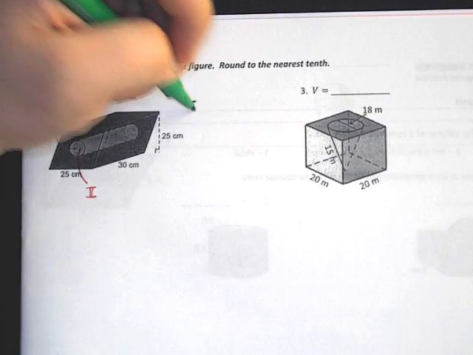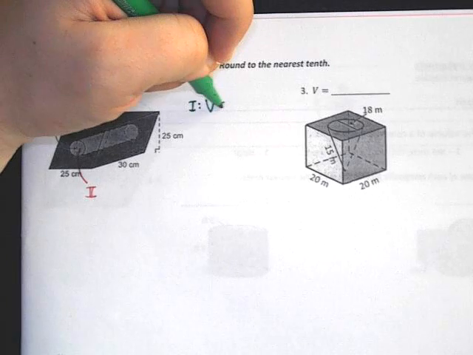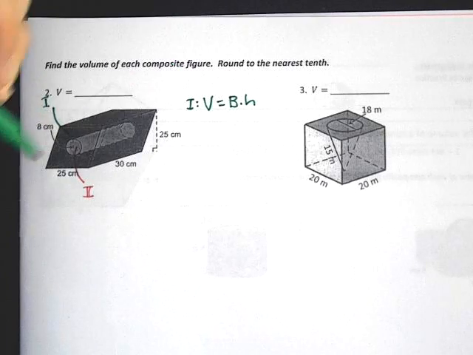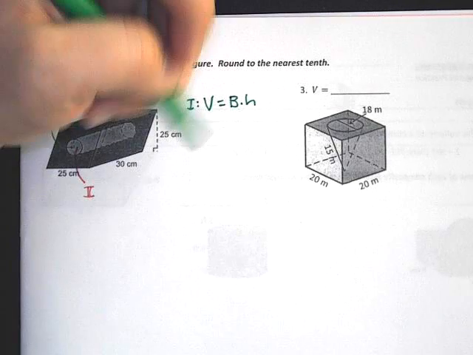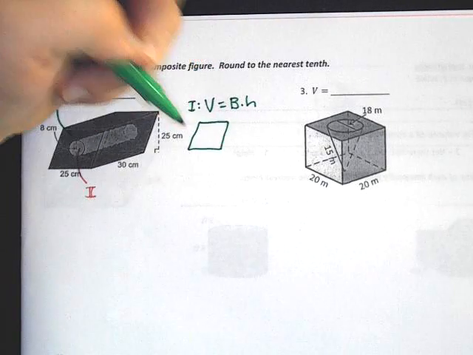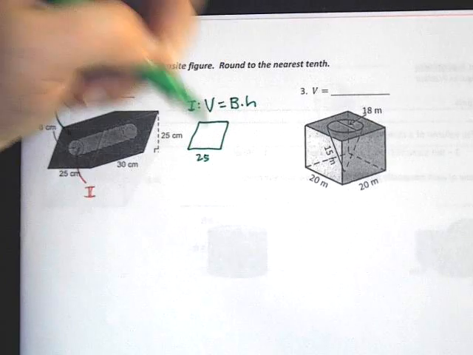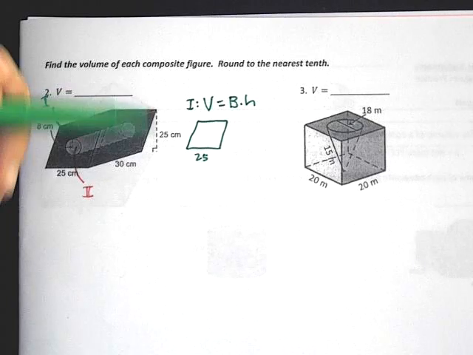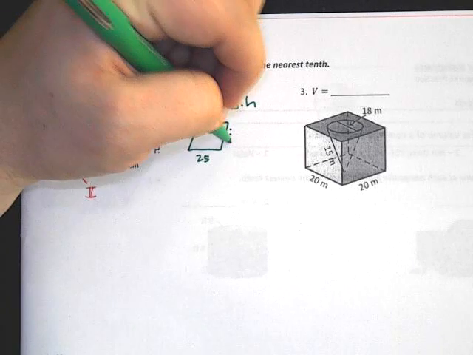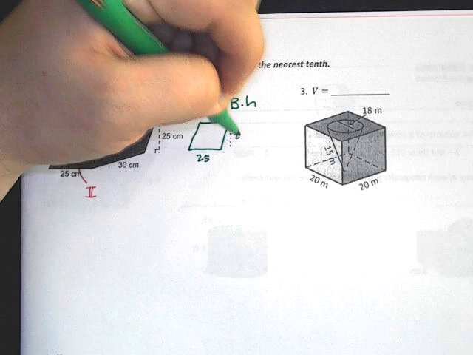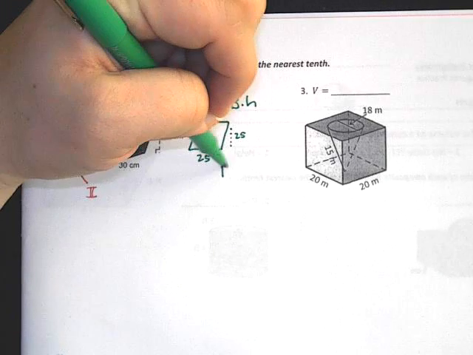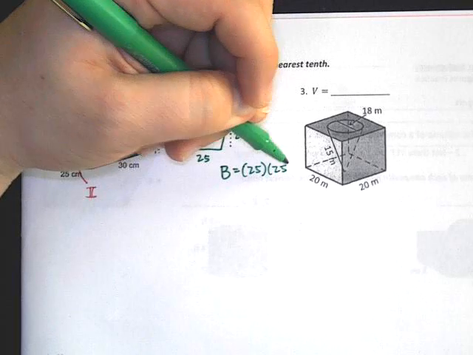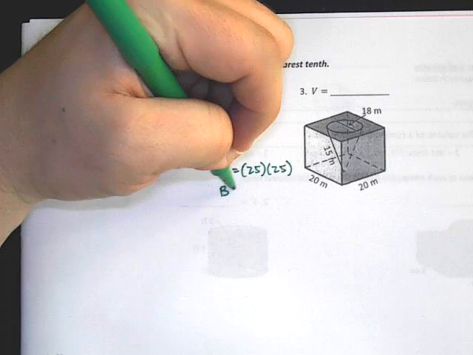Everything starts the same. I need to calculate the volume of each shape individually. So it's a prism, so I'm using BH. If I sketch, I notice that the base is 25 from down here, and then the height of the parallelogram is 25. So B is just equal to 25 times 25, or 625.